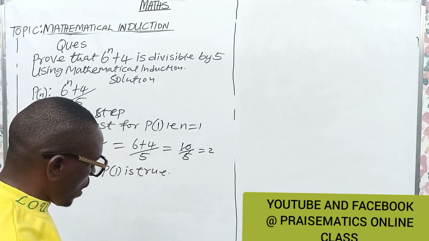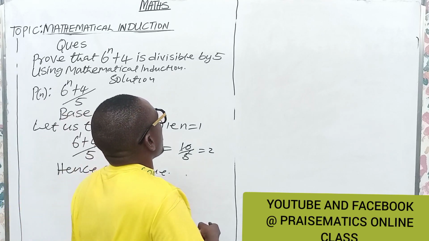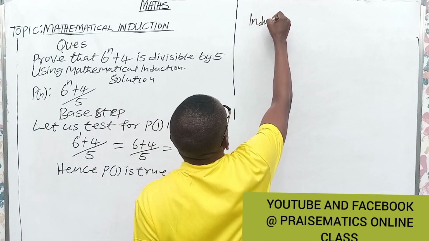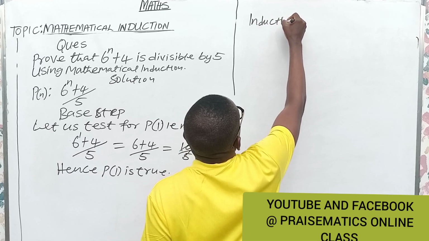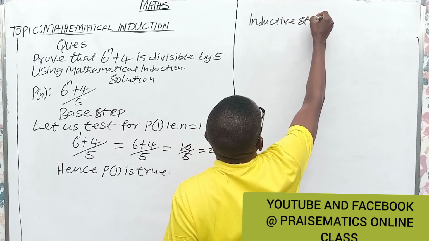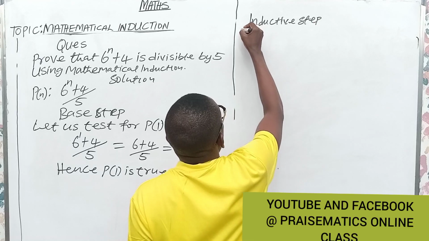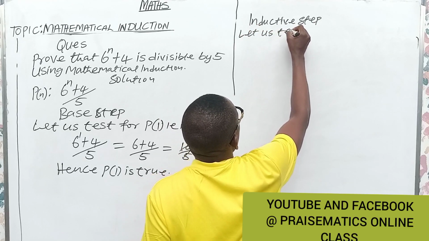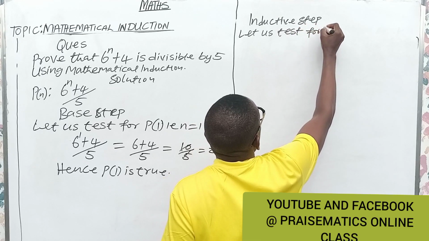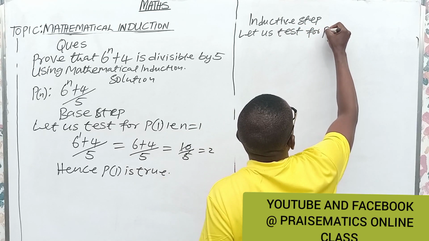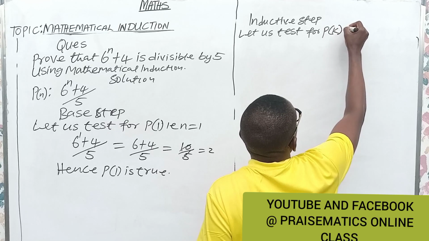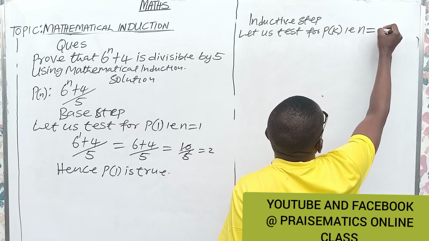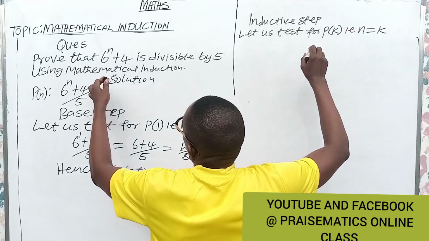Having done that, P of 1 is true. Now we'll go to the inductive step. That is case 2, inductive step. Let us test for P of k, that is when n equals k. We now go to the question.